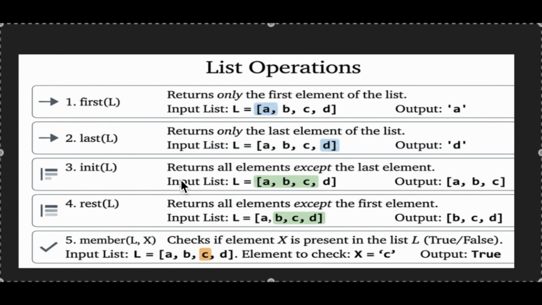For init of L, it returns everything except the last element. So here the output is A, B, C. It drops the last one. And for the rest of L, it returns everything except the first element.